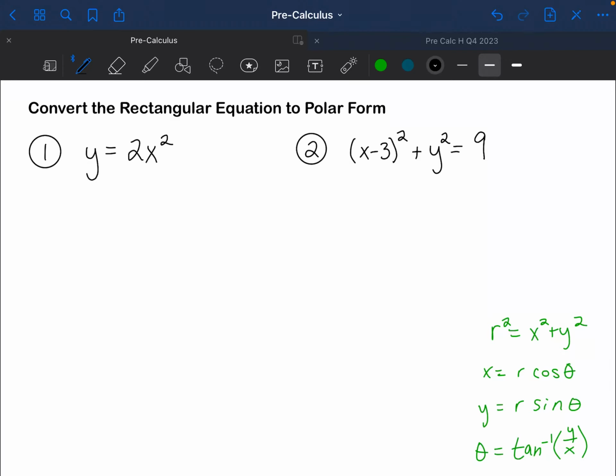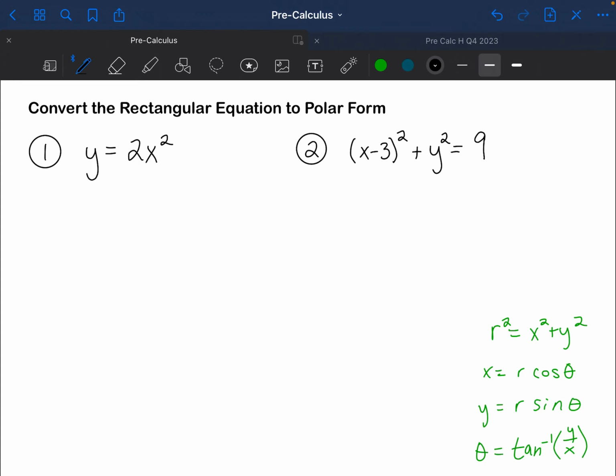Let's convert some rectangular equations into polar form. Remember, whenever we're doing these conversions back and forth between rectangular and polar, we have to make sure that we use these relationships that I wrote in the bottom right. r squared equals x squared plus y squared, Pythagorean theorem. x equals r cosine theta, y equals r sine theta, and theta equals tangent inverse of y over x.